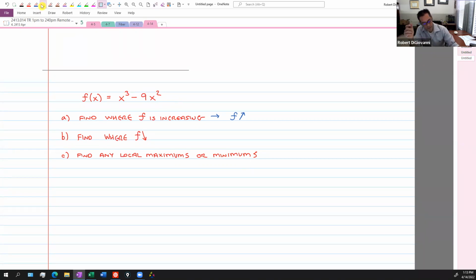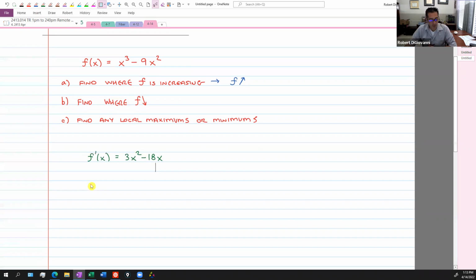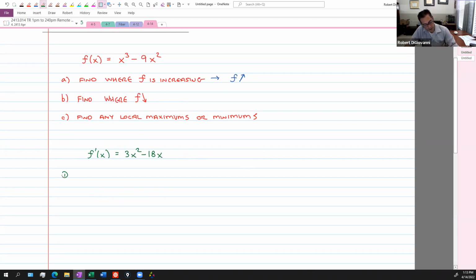So we need the derivative. Okay, derivative should be straightforward. F prime of x is 3x squared minus 18x, right? That's our derivative. And now to get the critical numbers, I have to do two things. First thing I need to do is figure out where the derivative is 0. And the second thing I'm going to need to do is figure out where the derivative doesn't exist.